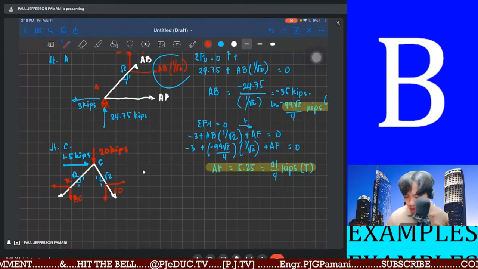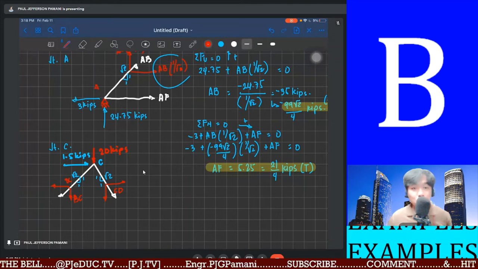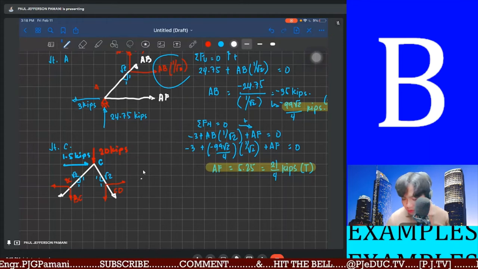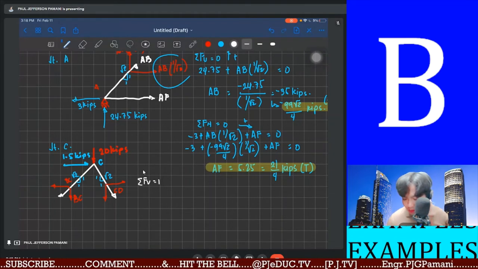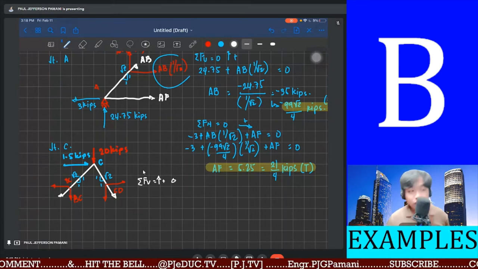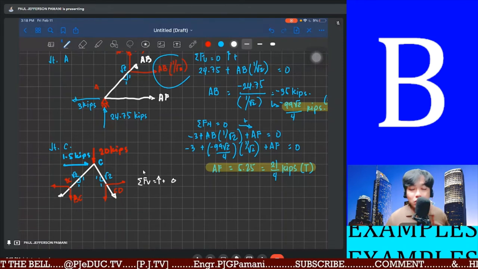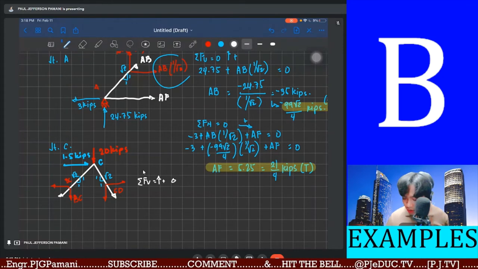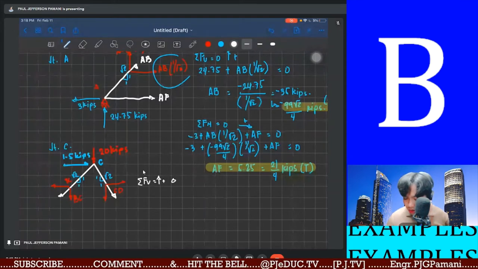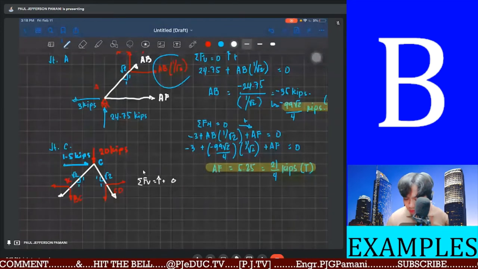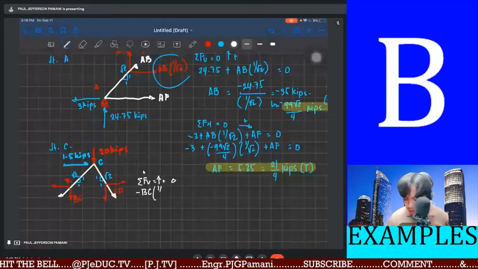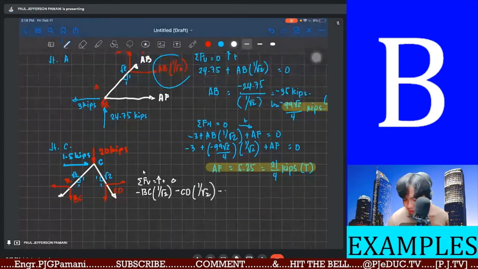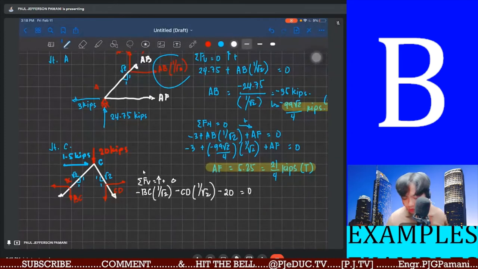So we have here, roughly, magkakaroon ka ng two equations, two unknown. Mas madali na yan. So summation forces vertical, upward forces positive, equal to 0. What are the vertical forces applied on our joint C, or the diagram for joint C? We have here all of them are downward. Negative BC of 1 over square root of 2 and negative CD of 1 over square root of 2. Then your dead load of negative 20 equal to 0. Okay?